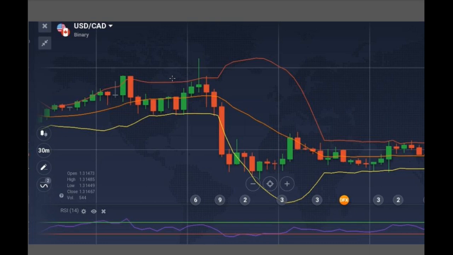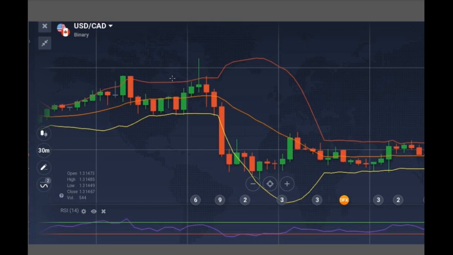The 30 minutes candles follow the same principles, but the only thing is the expiration time. That's the only difference between all these candlestick chart time frames. The principles are the same, the entry is the same, the expiration time is different.